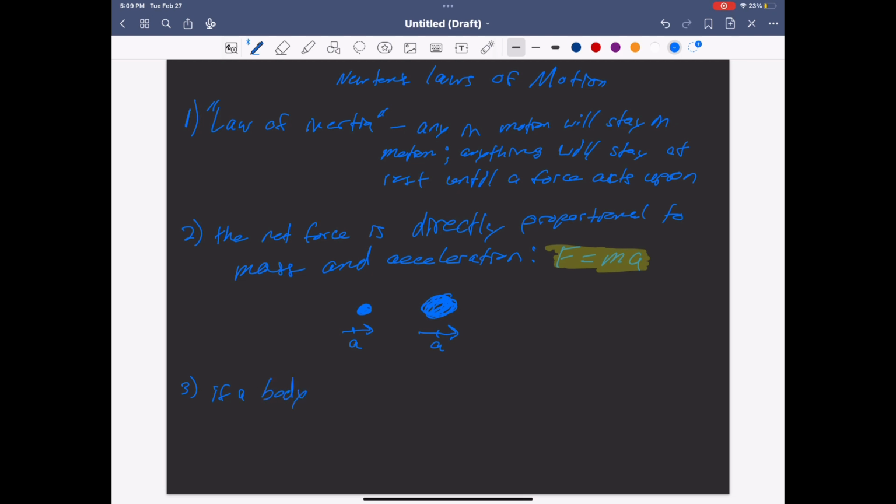And then last but not least, the third law states that if a body exerts force on another body or object, the second object exerts an equal but opposite force.